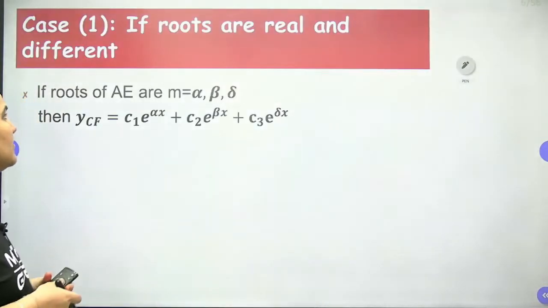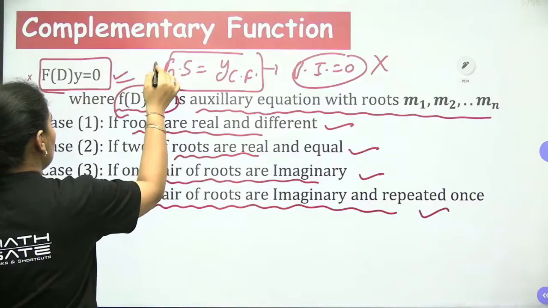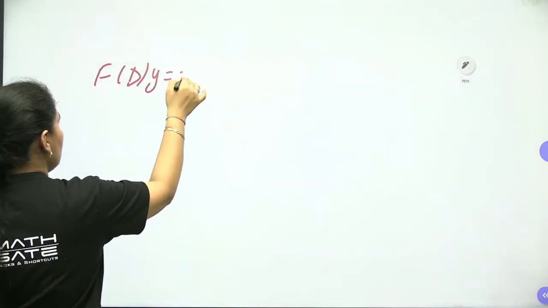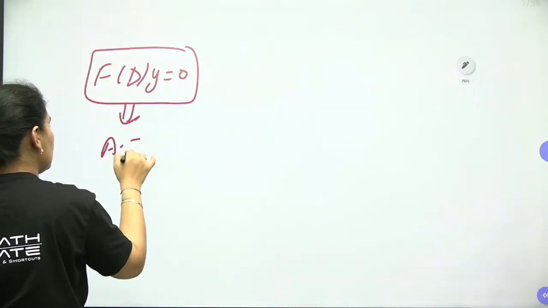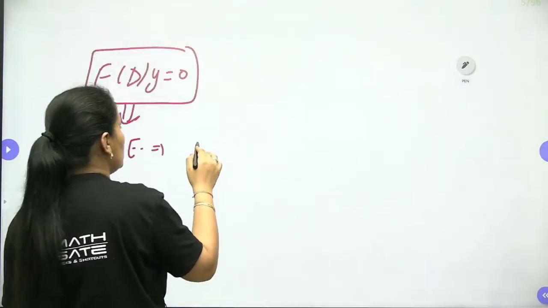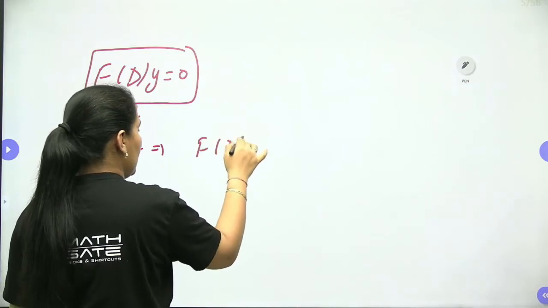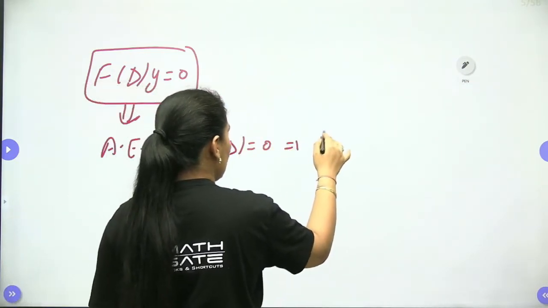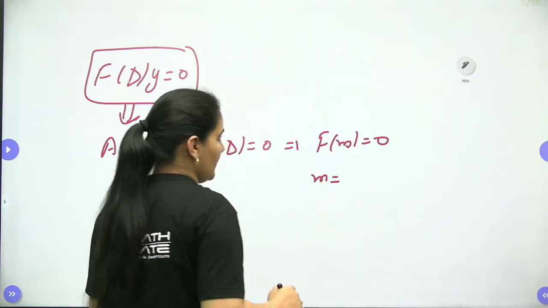Let's start with case number 1, dear students. What exactly you have to do? You have the differential equation in this form, f(D)y equals 0. First of all, you will find the auxiliary equation from here. Whatever the auxiliary equation is, you will convert it into the form f(D) equals 0, meaning you will write the equation in terms of m. So you will get the roots of m.